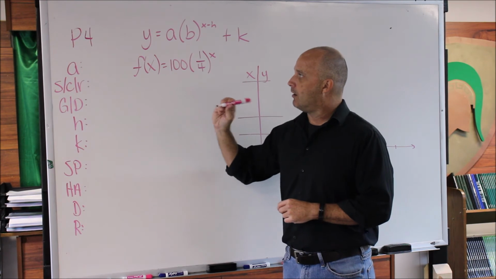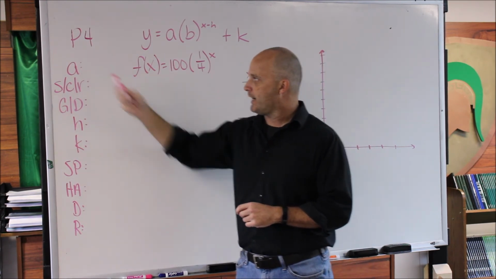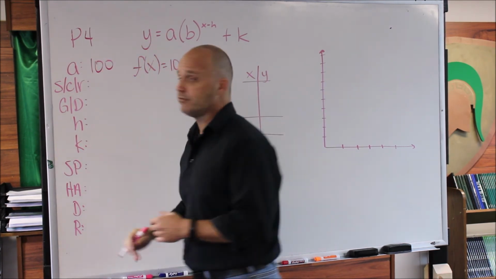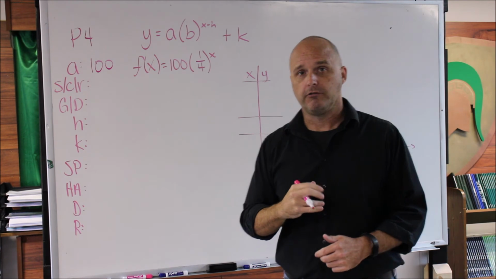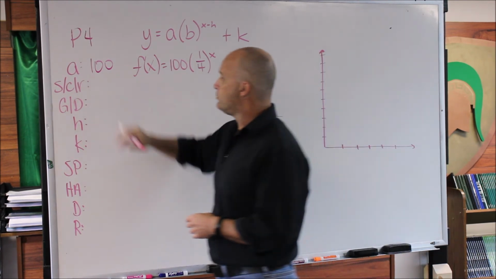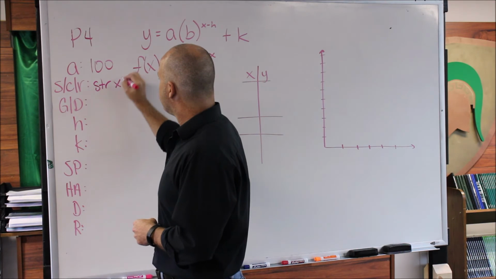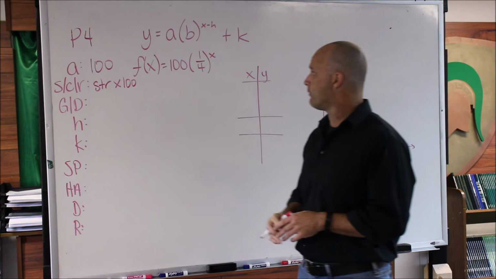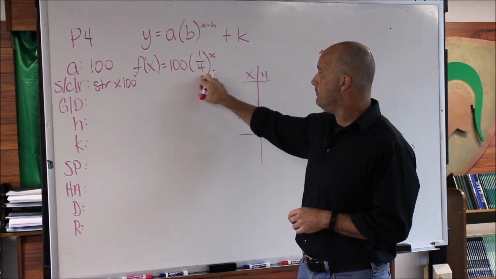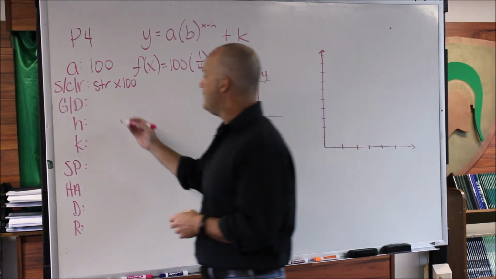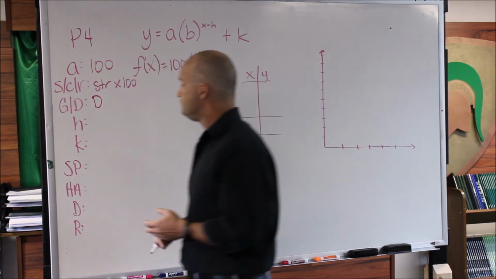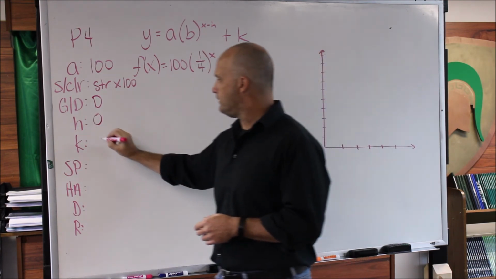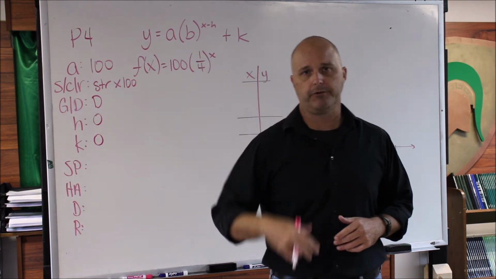When we look at our information that we need, we check out the a value. The a value in this case is 100. So this means that we're going to have some serious stretch on our model here. The stretch is going to be by a factor of 100. Then we look at our growth or decay. Do we have a growth or decay model based on our b value? The b value is 1/4, so that tells us that we're going to have a decay model. Our h value is still 0, and our k value is still 0. So we have no horizontal movement, we have no vertical movement.